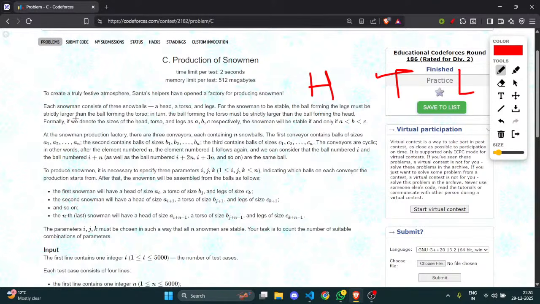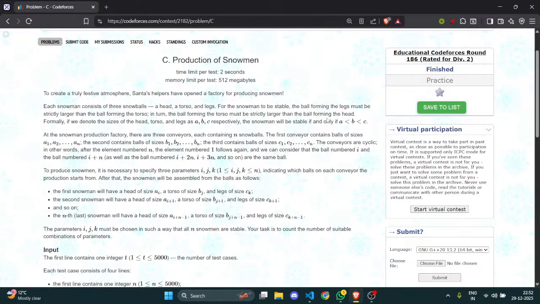So what are the rules? The ball forming the leg must be strictly larger than the ball forming the torso. Which means the weight of the snowball of the leg should be greater than the weight of the snowball of the torso, and the weight of the torso should be greater than the weight of the head. So leg should be greater than torso, which should be greater than head. If I am using 1 amount of snowball here, I need to use 2, 3, 4 or anything greater, and if I am using 2, I need to use something larger, like 3, 4, 5, 6. So let's say 5. So this is a valid snowman.